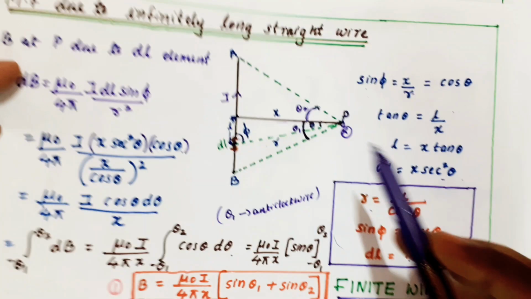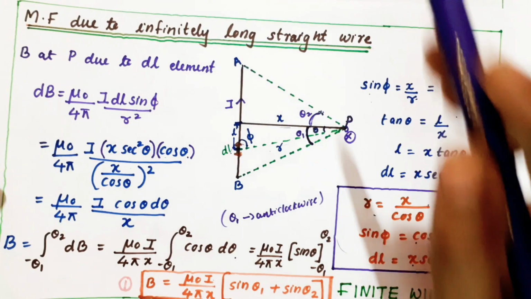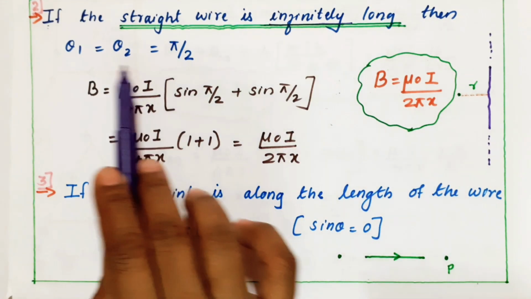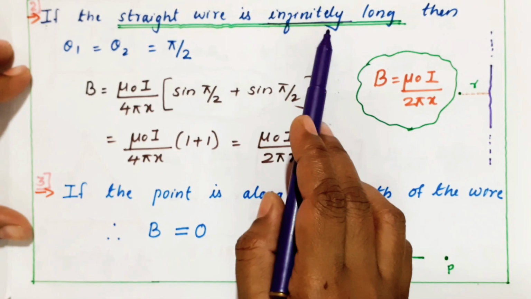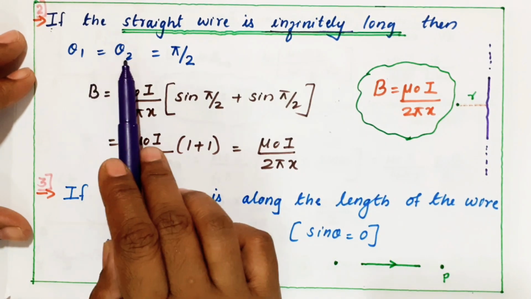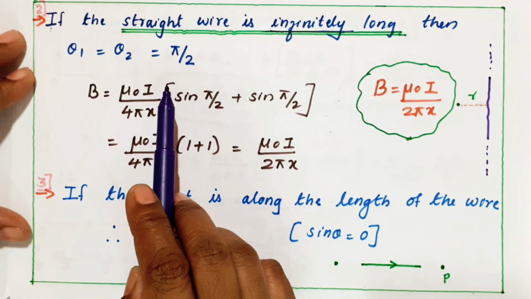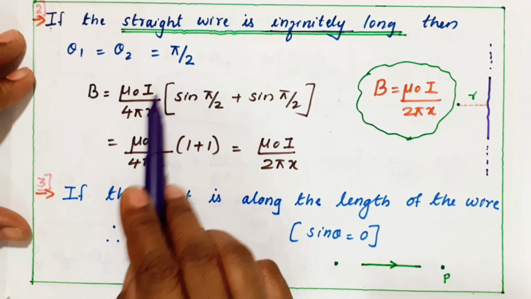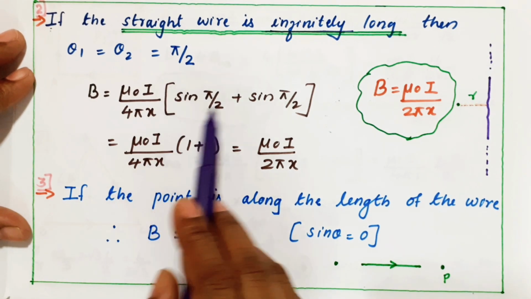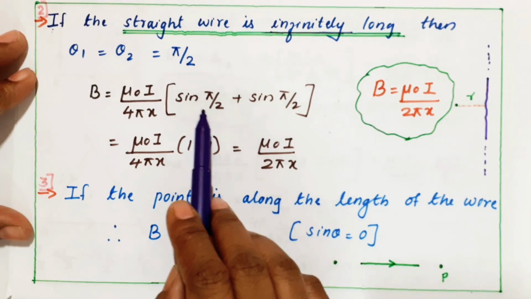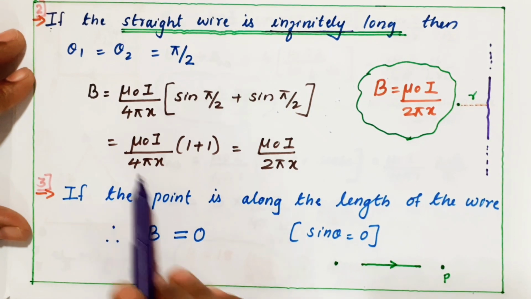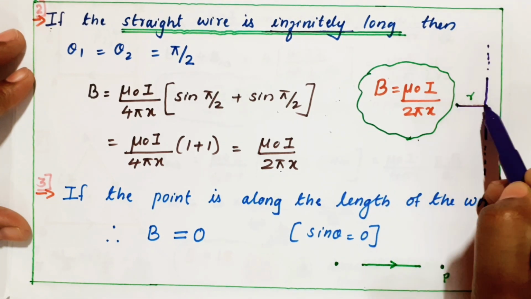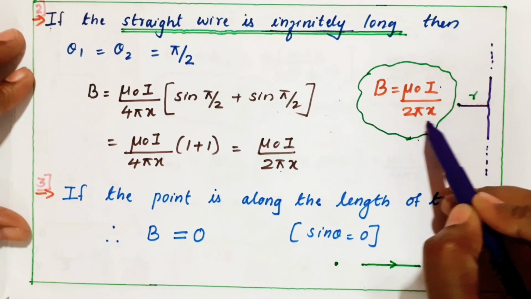Now we need it for an infinitely long wire. Infinitely long means this length is so big that this angle will become almost 90 degrees. So theta 1 and theta 2 become pi by 2. What happens to your equation? Mu naught I by 4 pi x into sin pi by 2 plus sin pi by 2, that is 1 plus 1. So that gets cancelled and we get another beautiful equation: mu naught I by 2 pi x.